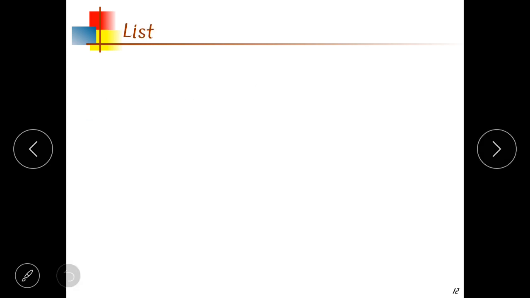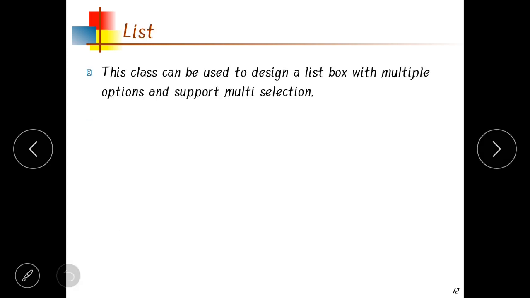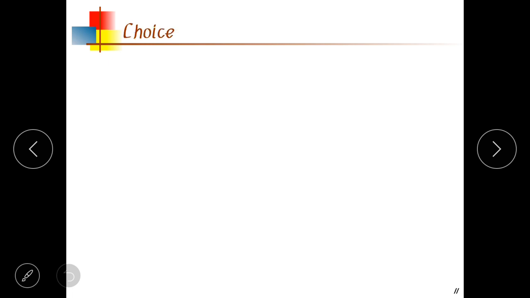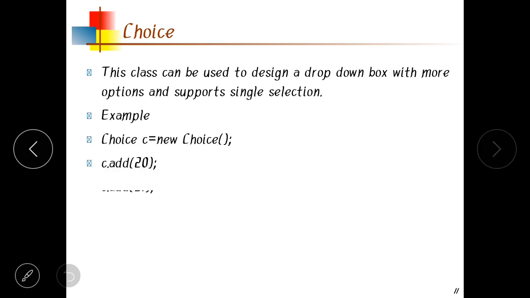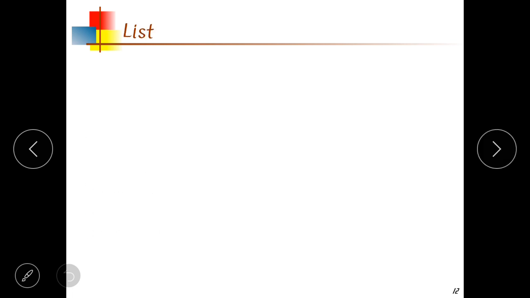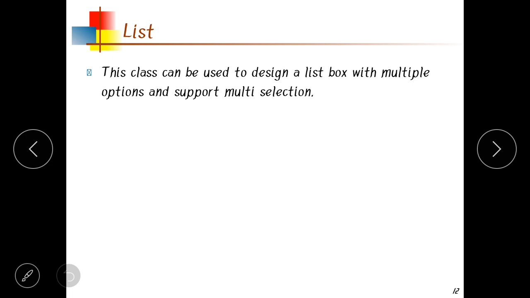Okay, and the next one is List. This class can be used to design a list box with multiple options, and it also supports multiple selections. What happens in a Choice? In Choice, this component also provides multiple options, but provides a single selection. But a List also provides multiple options, and it also supports multiple selection, meaning more than one option can be selected.